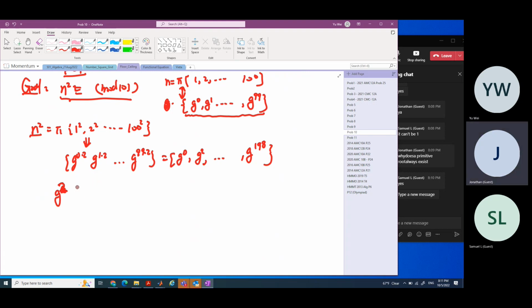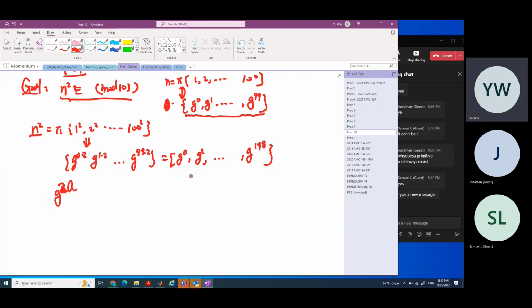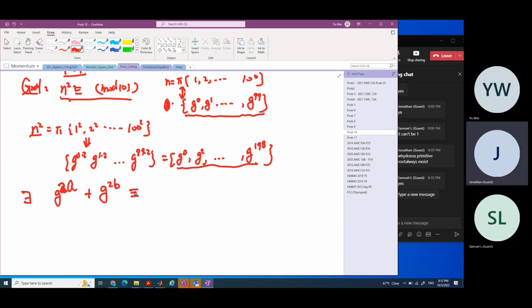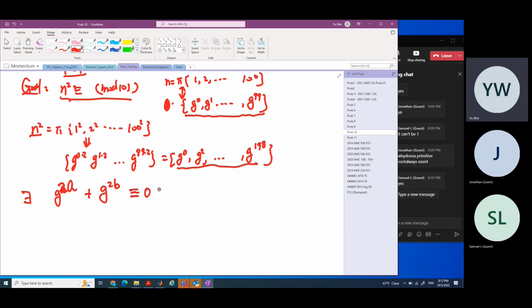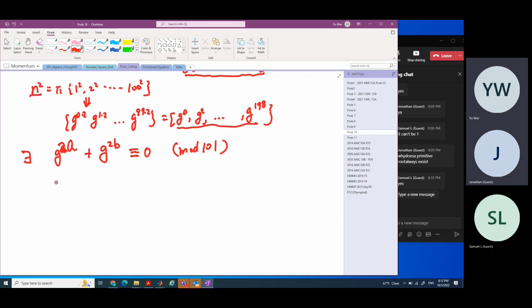Understand, Jonathan? Yeah. Okay. Next I want to show you, because everything here is g to the power of 2 something, right? So there exists a pair such that g to the 2a plus g to the 2b equals 101, that is, 0 mod 101. Okay, so let's see how such things exist.